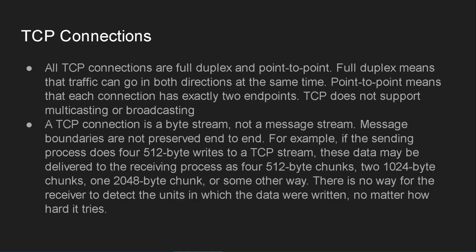A TCP connection is a byte stream, not a message stream. Message boundaries are not preserved end to end. For example, if the sending process does 4 512-byte writes to a TCP stream, these data chunks may be delivered to the receiving process as 4 512-byte chunks, 2 1024-byte chunks, or 1 2048-byte chunk, or in some other way. There is no way for the receiver to detect the units in which the data was written, no matter how hard it tries.